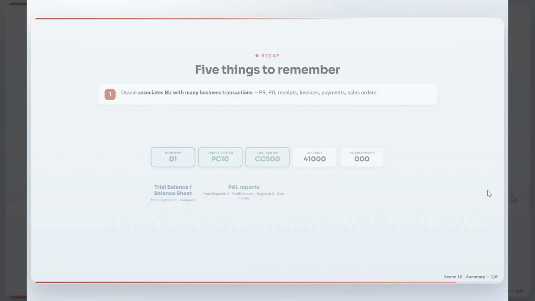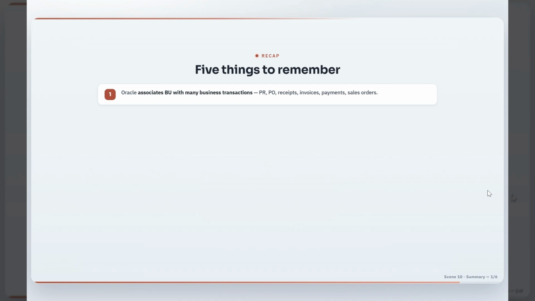Let us finish with 5 points. 1. Oracle associates business units with many business transactions, including requisitions, purchase orders, receipts, supplier invoices, payments, sales orders, AR invoices, and customer receipts. 2. A business unit performs one or more business functions. Those functions give the BU its operational meaning.